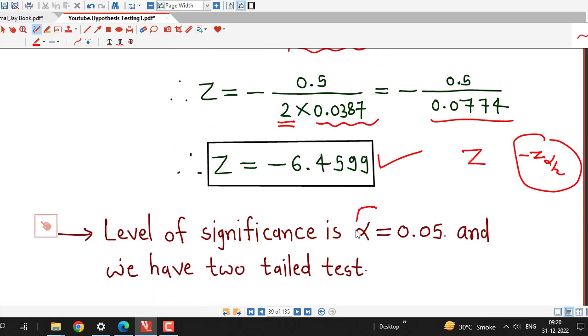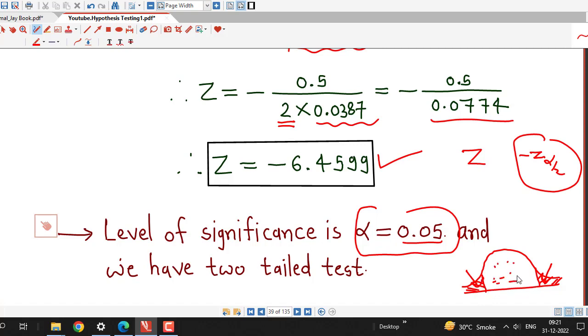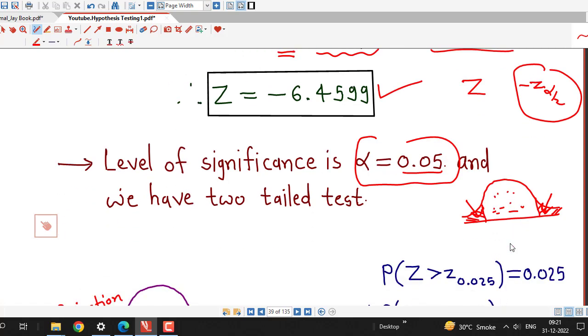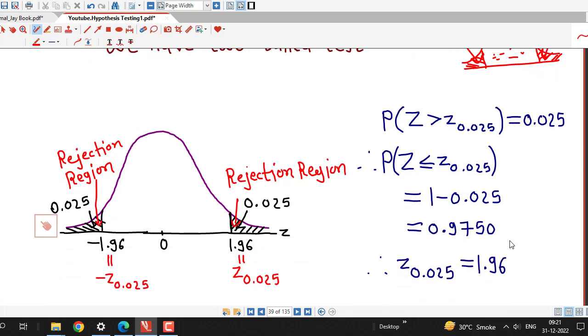We have two-sided test and level of significance is 0.05. So as I discussed, we have to consider area in two tails. This 0.05 is divided into two tails as 0.025. So these two are rejection regions, and this region in the middle is non-rejection region that I have shown here.